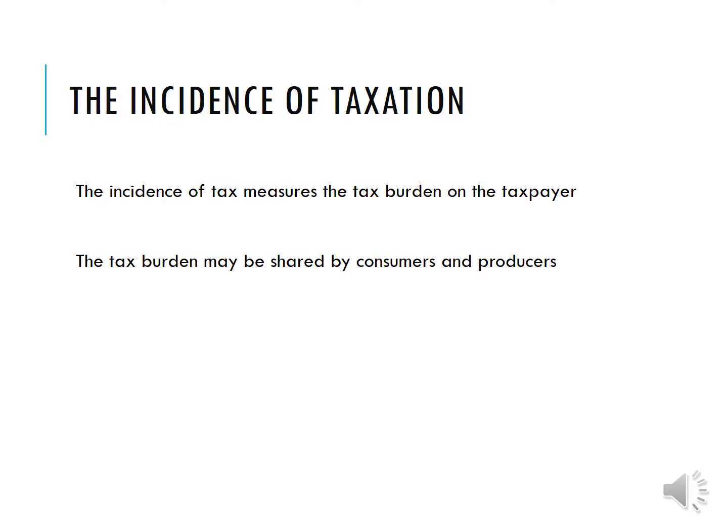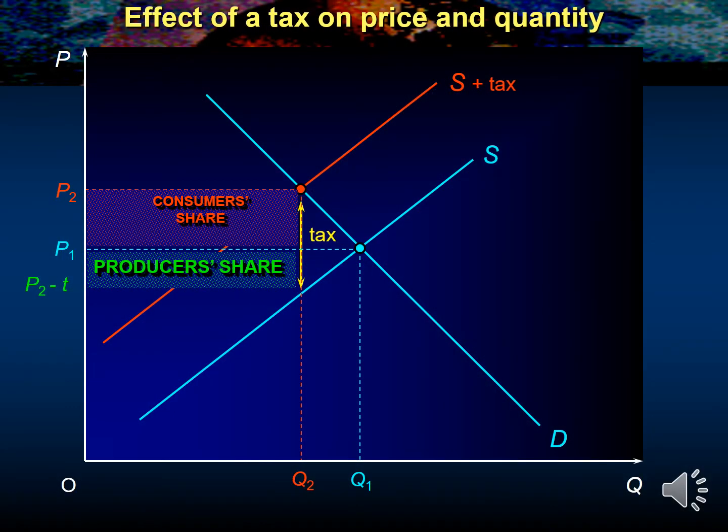So the incidence of tax measures the burden of tax on the taxpayer. The tax burden may be shared by consumers and producers. So let's have a look at an example. We can see here, this is our same example from last time, that the introduction of an indirect tax has caused the price to rise from P1 to P2.